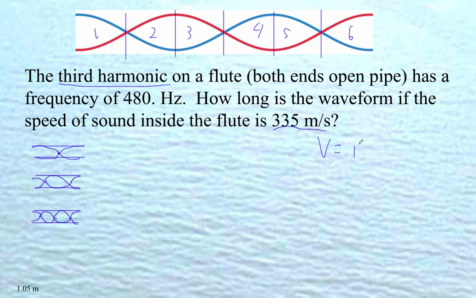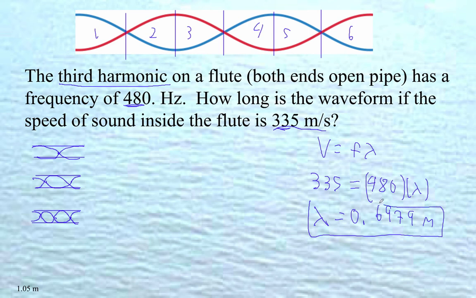I'm going to go v is f lambda. And so I'm going to go 335 is equal to 480 times the wavelength. So 335 is my velocity, 480 is my frequency. Let's figure out the wavelength first. Are we ready for this? 335 divided by 480. I'm getting that the wavelength is 0.6979 meters. That's probably enough.